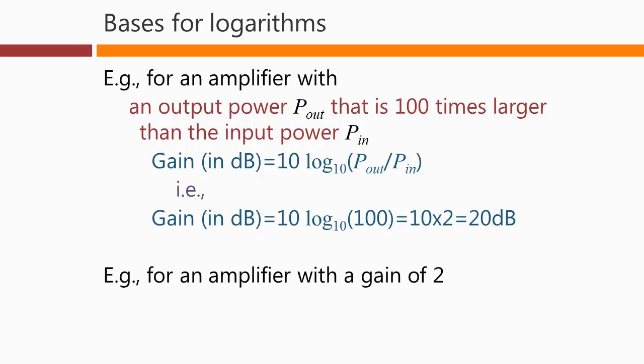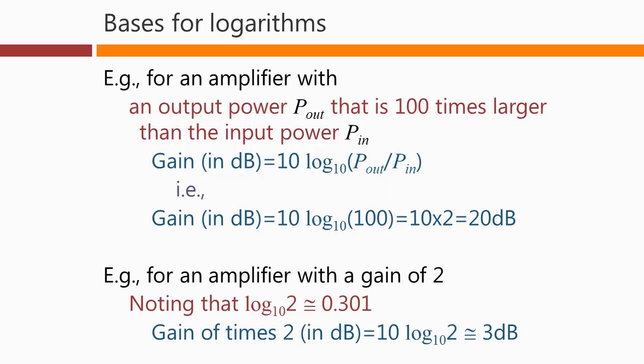Another good example would be an amplifier with a gain of 2, noting that log to the base 10 of 2 is approximately equal to 0.301. Then a gain of times 2 in decibels is 10 log to the base 10 of 2, which is approximately equal to 3 decibels. Most engineers will use the idea of 3 decibels as another way of expressing a factor of 2.